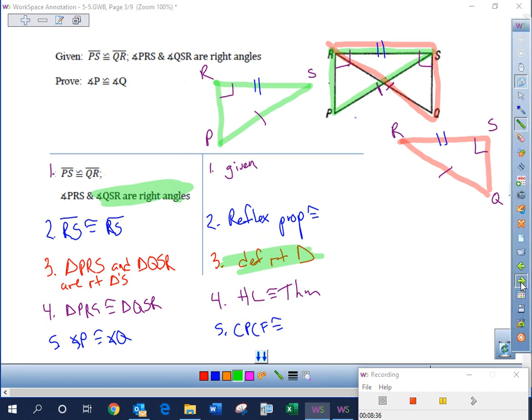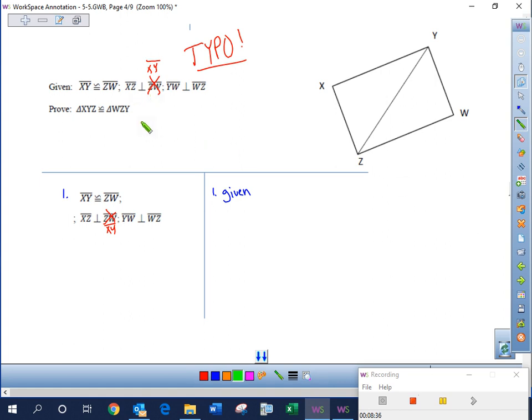So there's just one last one, and I got another typo on it. Sorry. I'll let you change this typo. This segment ZW right here, please change it to segment XY. And then when you write your given down, realize that we're probably going to do hypotenuse leg, and they gave me perpendicular, so that's the clue that says, okay, we need a lot of work. So why don't you give this a pause and see if you can get this proof done.